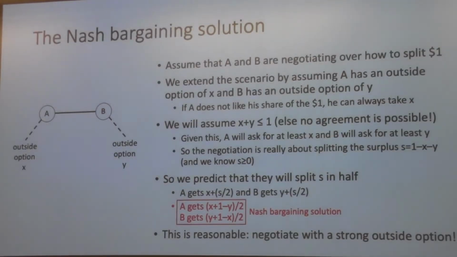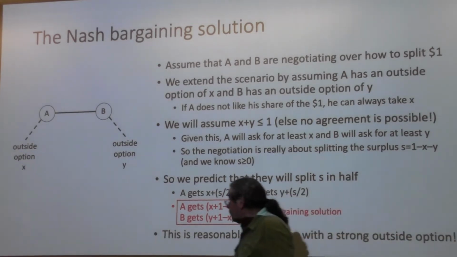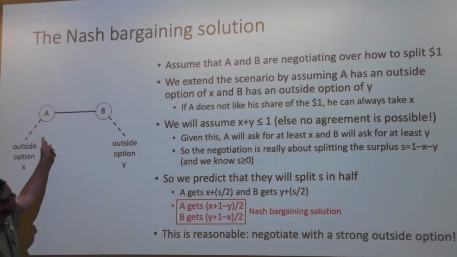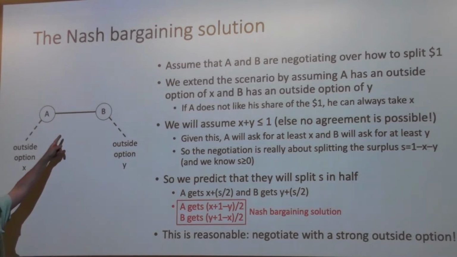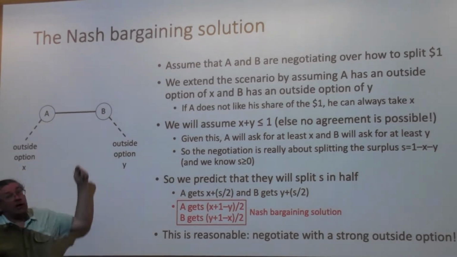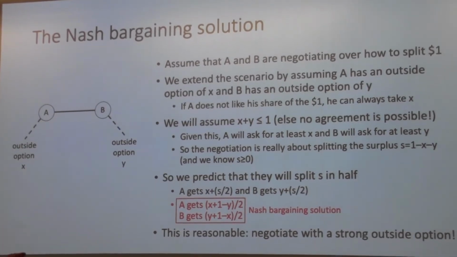The Nash bargaining solution is a local thing. I'm looking at two nodes who are negotiating. There's $1 here, and A and B negotiate. How do they split the dollar?